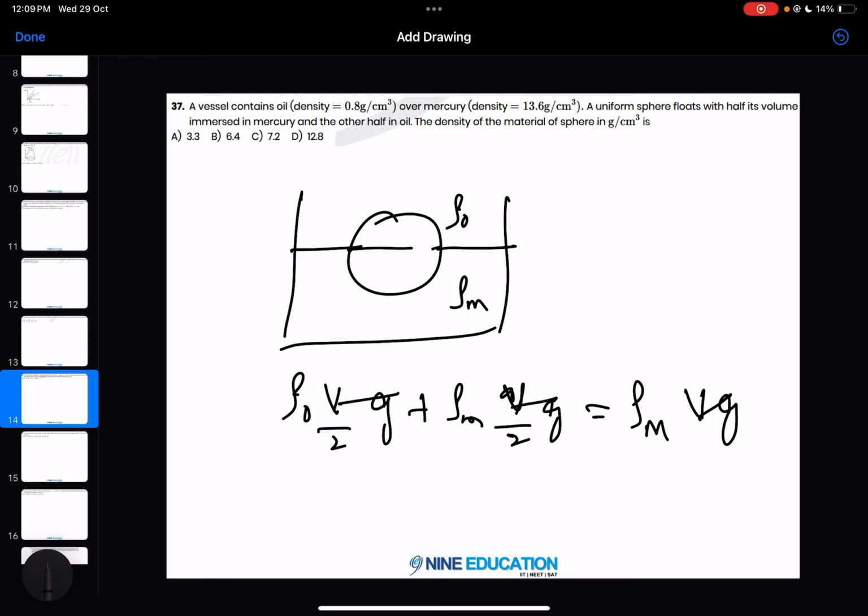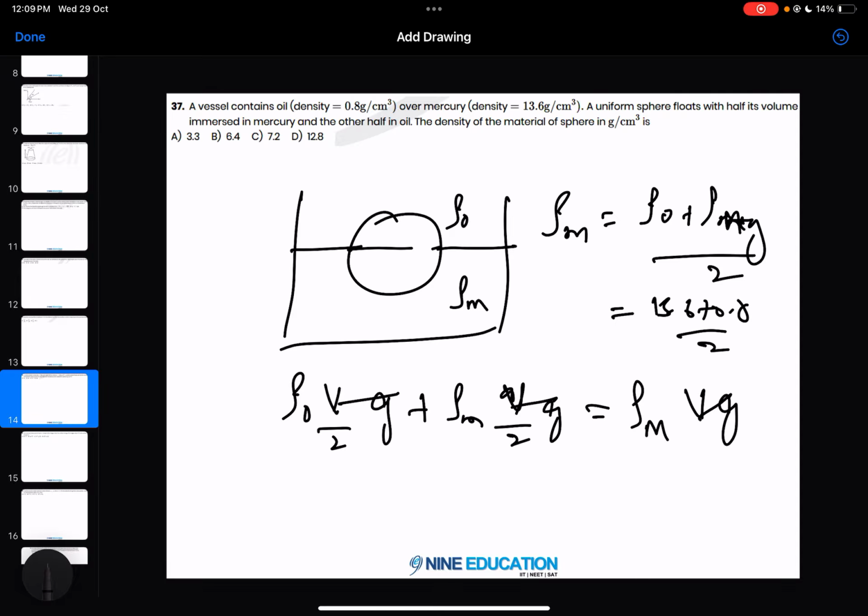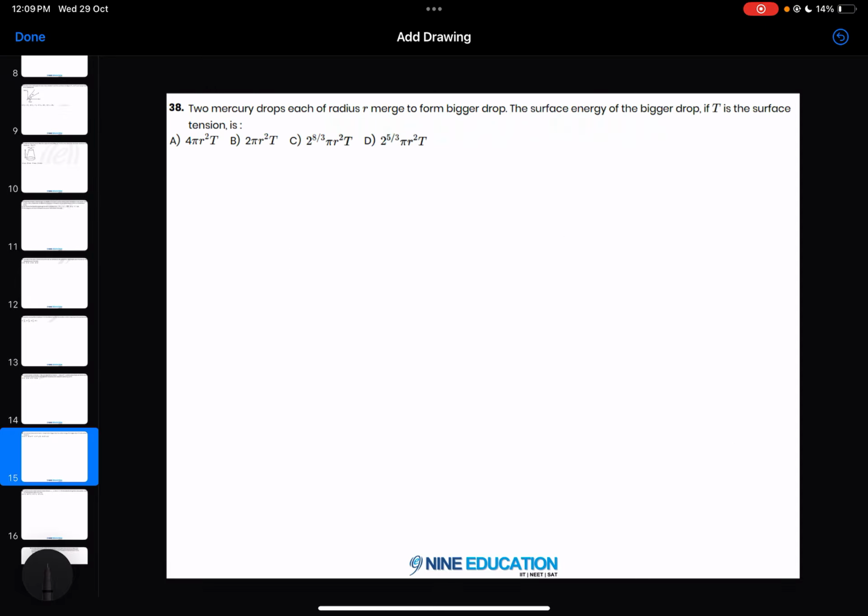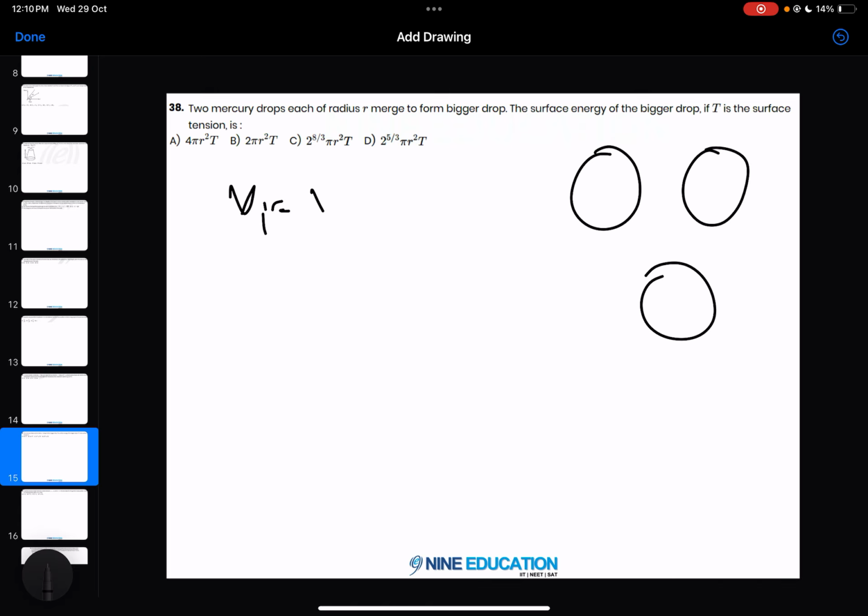V g cancel. So rho of material is rho of oil plus rho of mercury by 2. So 13.6 plus 0.8 by 2, which will give us 7.2. Now there are two drops, they are combined to form a bigger drop. So initial volume equals final volume. What is initial volume? 2 into 4 by 3 pi capital R cube. Final volume will be 4 by 3 pi R dash cube. 4 by 3 pi cancel.